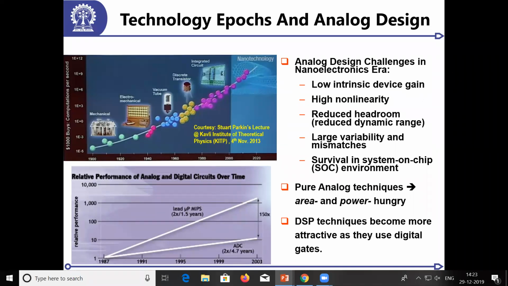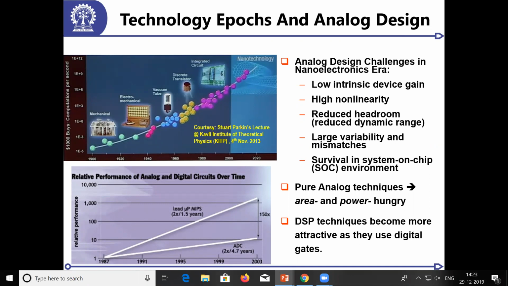So as technology is scaling, I'm now talking about integrated circuits after CMOS has come. From CMOS onwards, as the technology has evolved, we have got smaller and smaller transistors, which is good for digital circuits. Circuits get faster, but analog circuits suffer. So the device gain drops. Next, the nonlinearity of the device also becomes a problem.